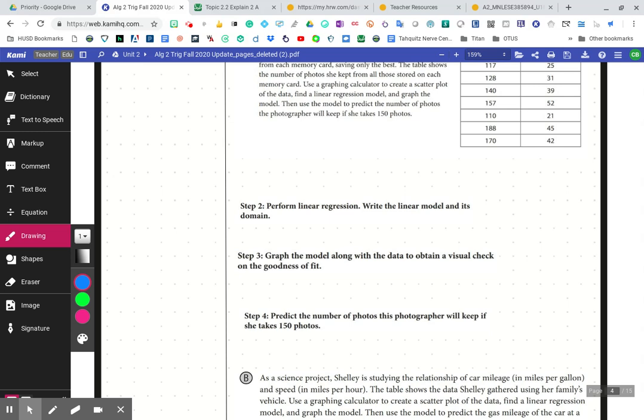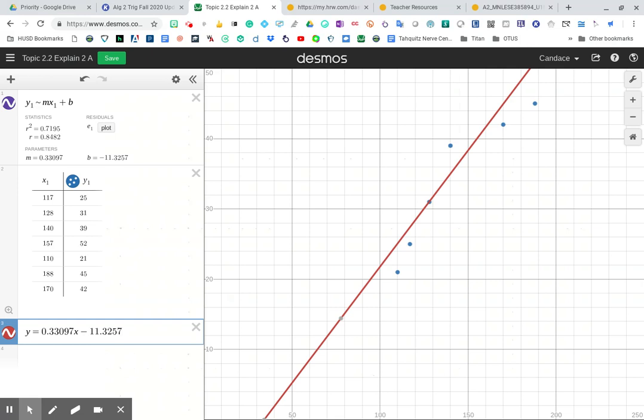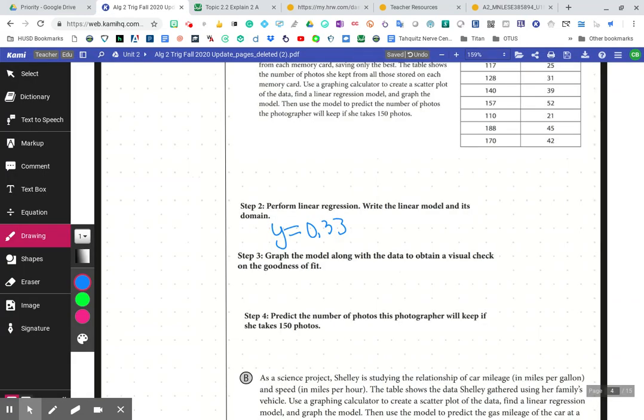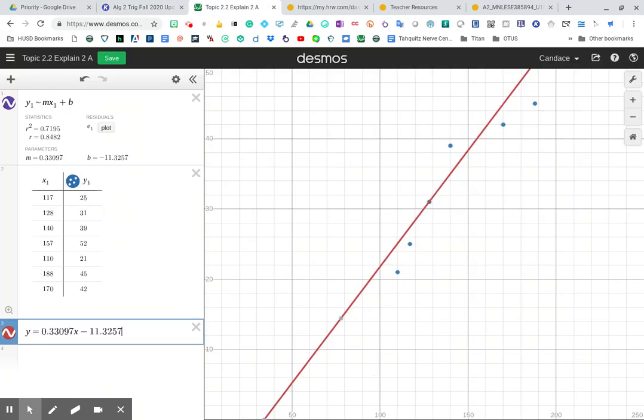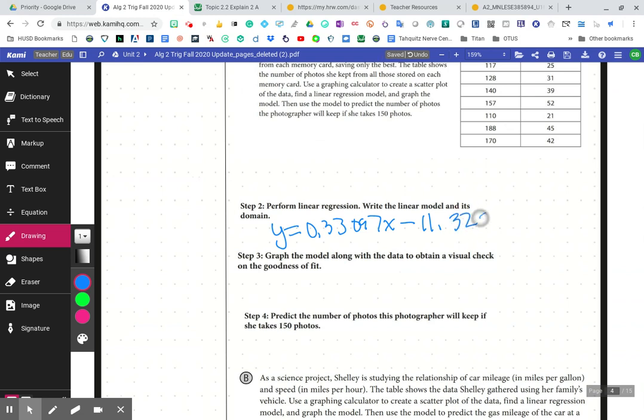Okay. Now, I'm going to go ahead and write that in our notes and record that for us. So we know that we did a visual check. We're going to write the linear model. So y equals, I got to look, 0.33. I'm going to go a little bit more decimal places than the book does. 0.97. This is my calculus teacher coming out here. Minus 11.3257. All right, so we've graphed the model, we've visually checked it, so we've done step 3.